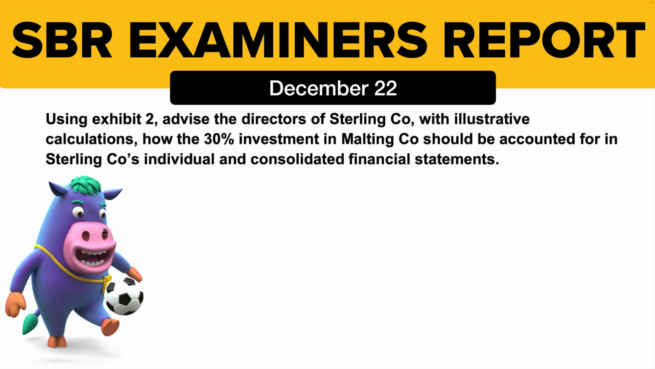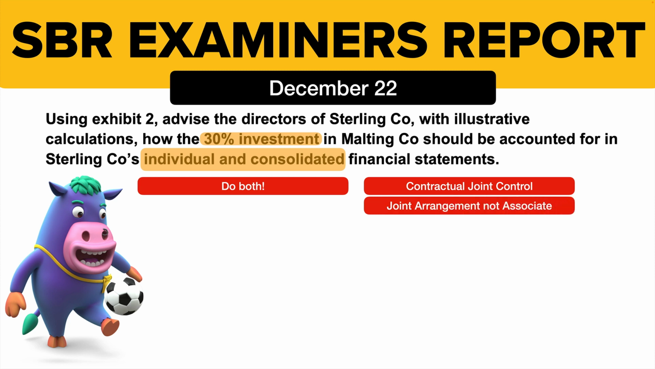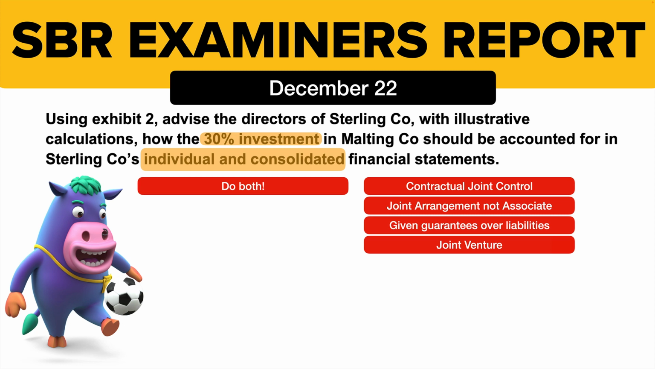Okay, and then the question went on to a different company where we got a question asking for, right, tell me about the individual and the consolidated financial statements. So you have to obviously do both. Now, this 30% investment was a contract where we had joint control over it with somebody else. So as soon as you see that, you think, right, this is a joint arrangement as opposed to an associate. You look at it and you saw that we'd given guarantees over their liabilities. So this was actually a joint venture.